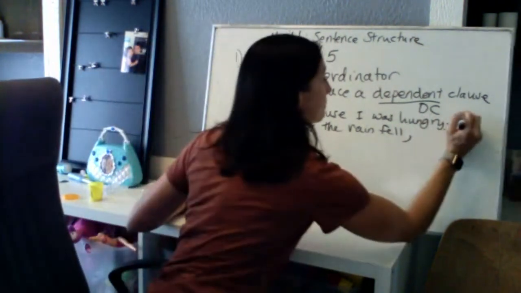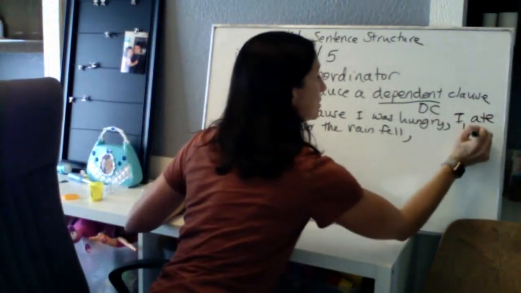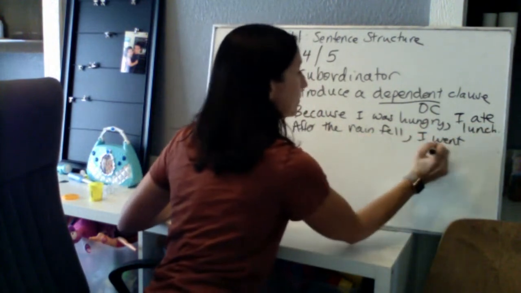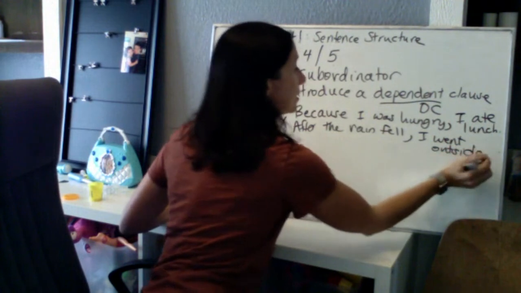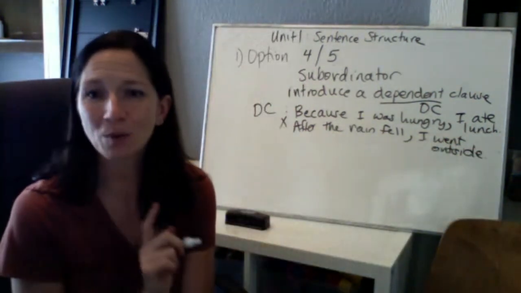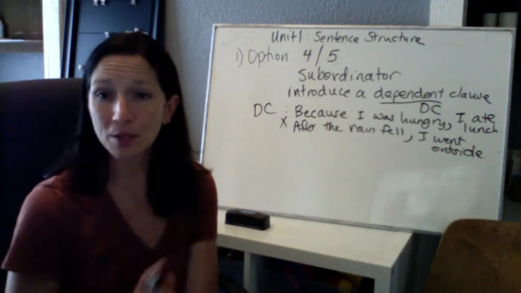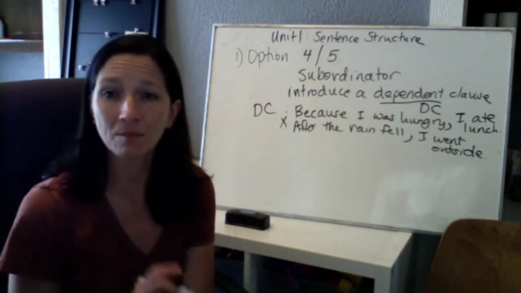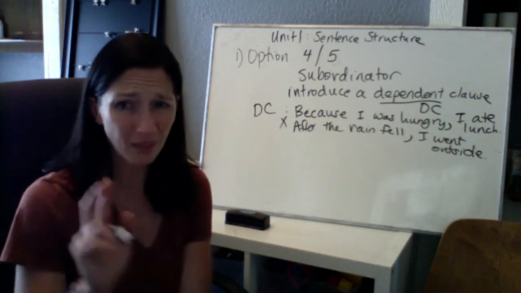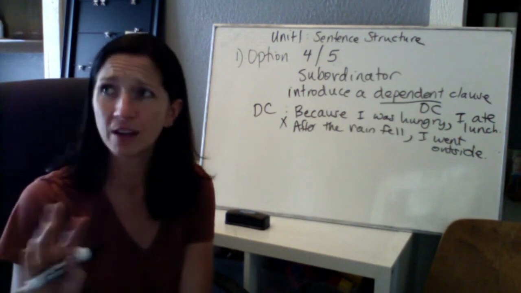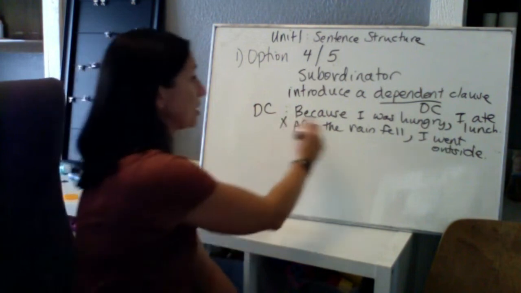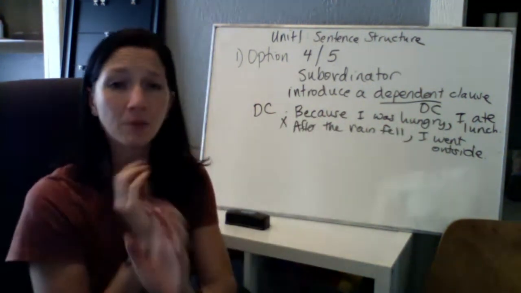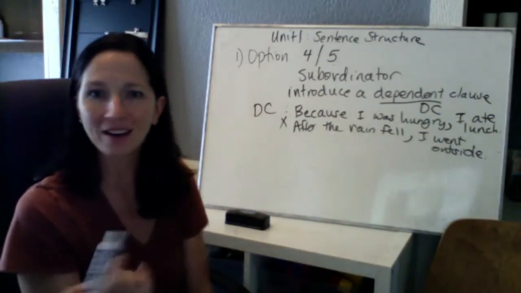Because I was hungry, I ate lunch, period. After the rain fell, I went outside. So if you put a sentence with a subordinator, a DC with a subordinator, in your essay, and you do not have a comma, it will be wrong because it will be a sentence fragment. We talked about option 4 and option 5. Option 4 has the subordinator at the beginning. Option 5 said we can switch it. But if we switch it, there actually is no comma in that case.